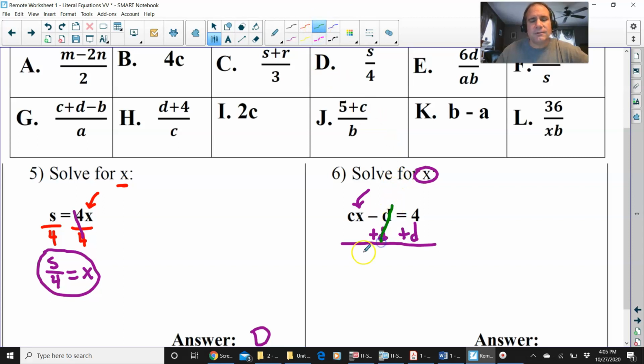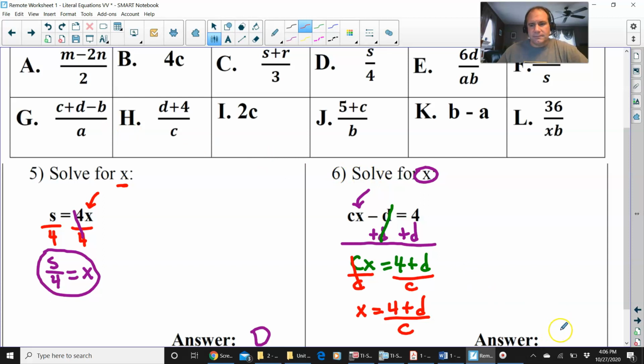Once I add d on both sides, this cancels. Cx comes down equals 4 plus d. I'm still not finished. Remember, I have to solve for that x. One more step and you will solve for x. Remember, you divide by whatever you need to cancel, and you're going to divide by, in this case, c on both sides. The c's cancel, x comes down equals 4 plus d over c. And just looking for that, it is each.